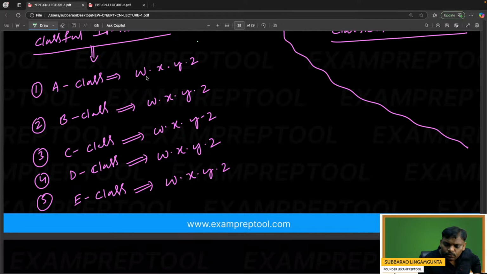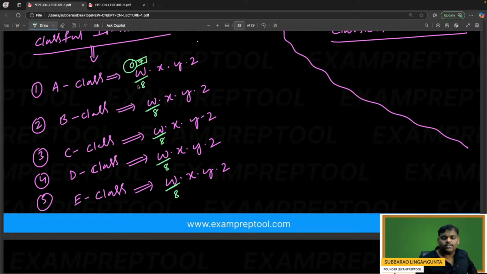Remember, W is 8 bits, everyone knows. By seeing the prefix only, I can say which class it belongs to. Remember everyone, in those 8 bits, if the first bit is 0, the remaining 7 bits can be anything. If the first bit is 0, then it is class A.